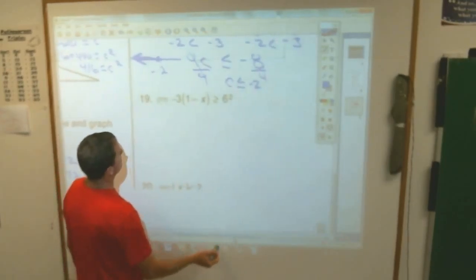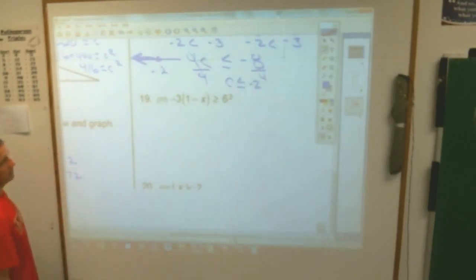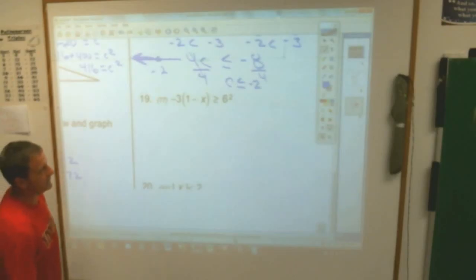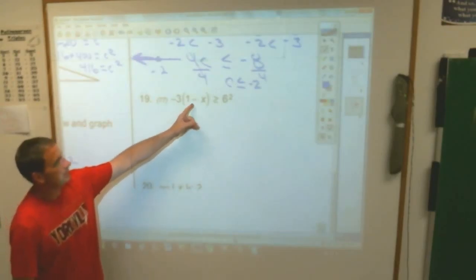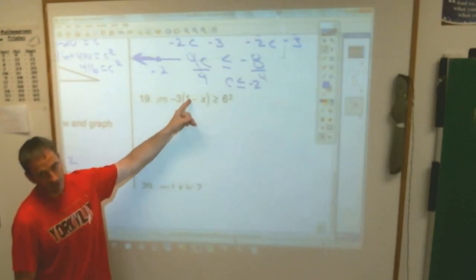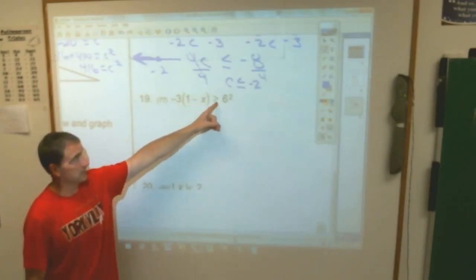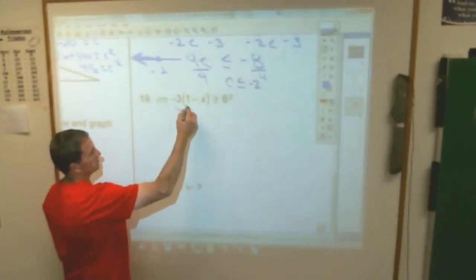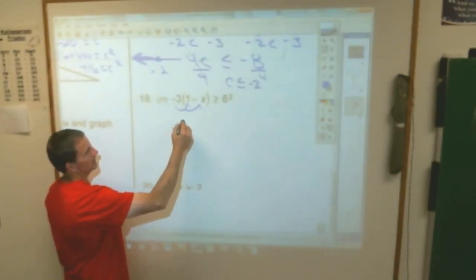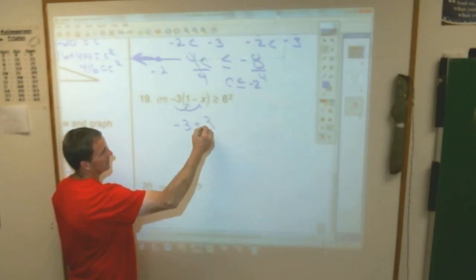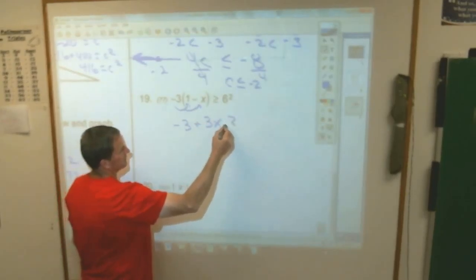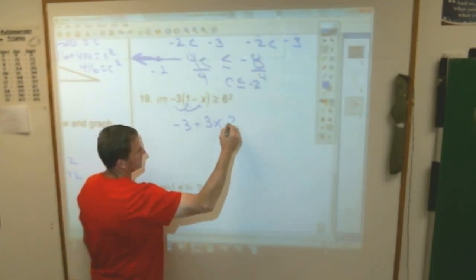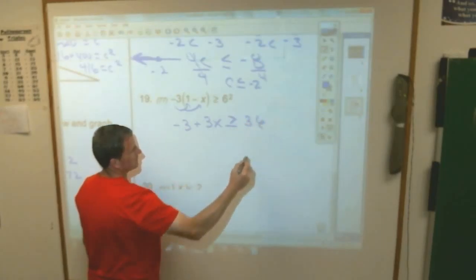And 19, the last two. Now see, right here, people, I see that my letter is negative, which means the sign's probably going to change. Oh, maybe not. Because when I do the distributive property, what happens? I get negative 3 plus 3x. Oh, look, it does become positive. Equals 6 times 6 is 36.